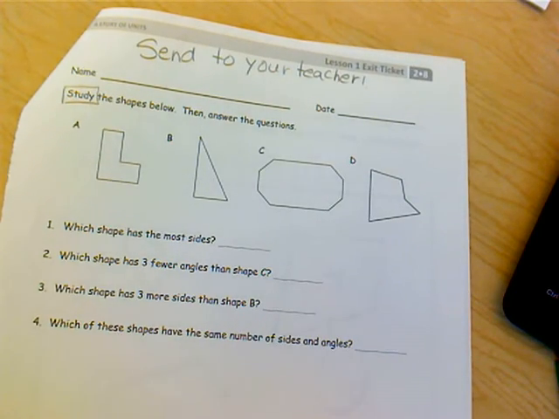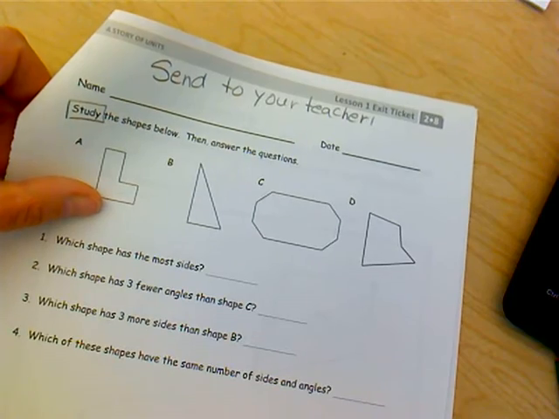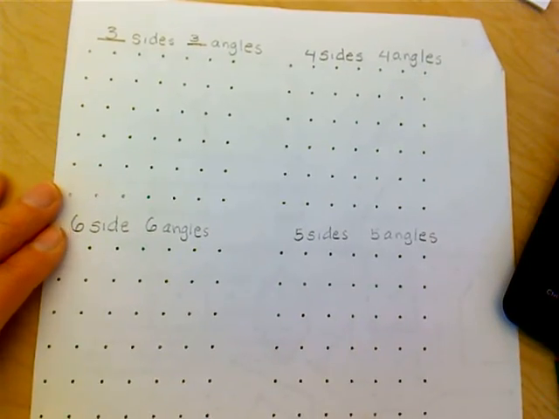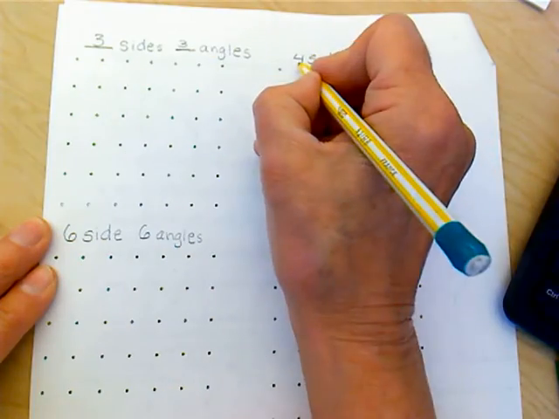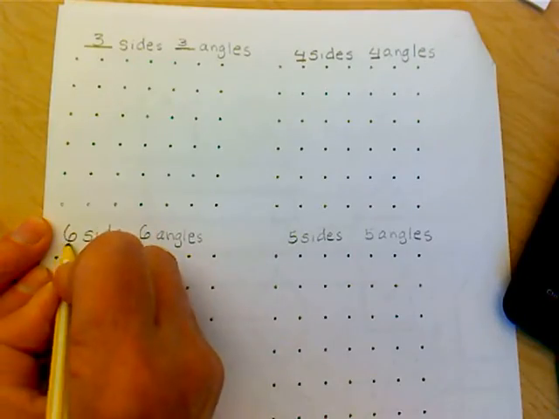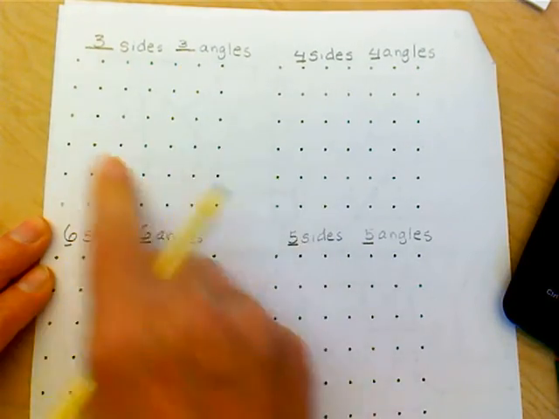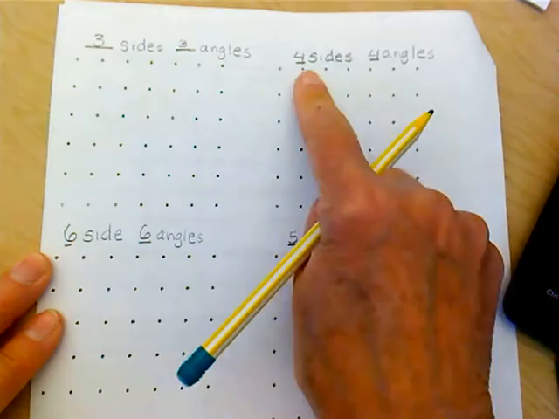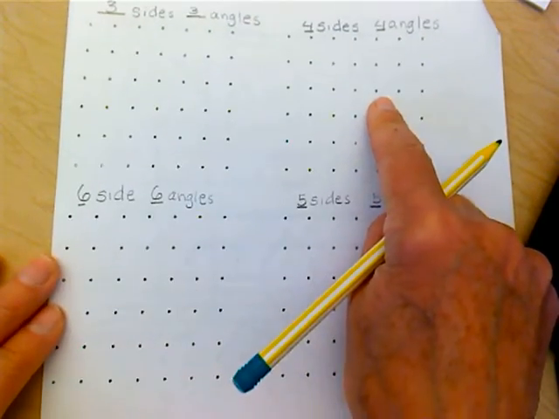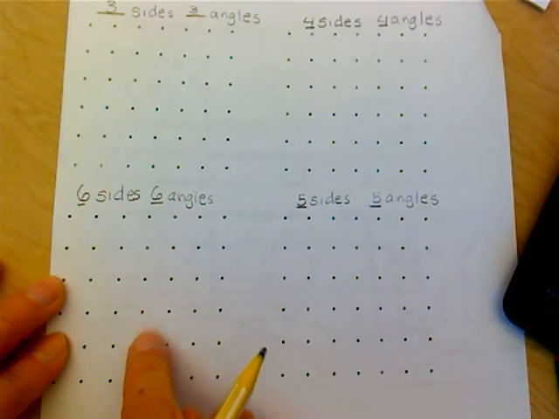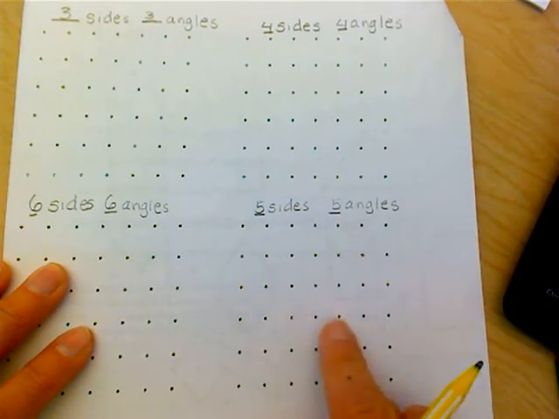Now, one more thing I want to throw at you before I leave you today. I am going to pull out my dot paper that I told you that you might want to print some off. If you wanted to try a couple of exercises with your ruler where you draw some polygons with 3 sides and 3 angles in this space, and a polygon with 4 sides and 4 angles in this space. Of course, you'd have to make this because you don't have a copy of it. 6 sides and 6 angles in this one, and 5 sides and 5 angles in this one.